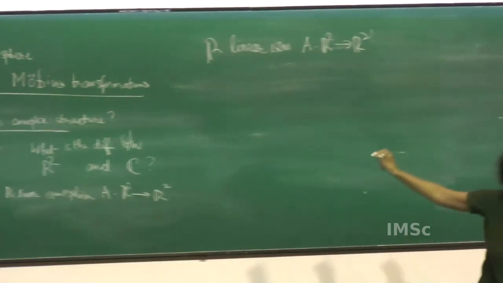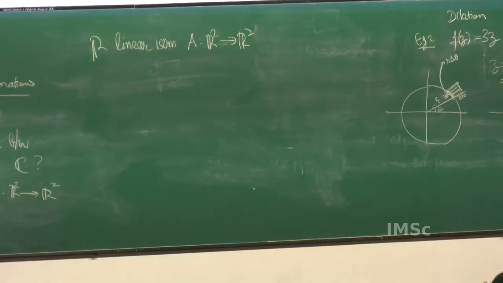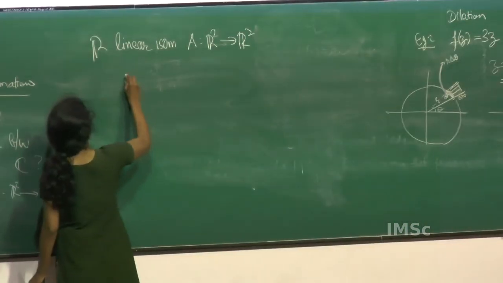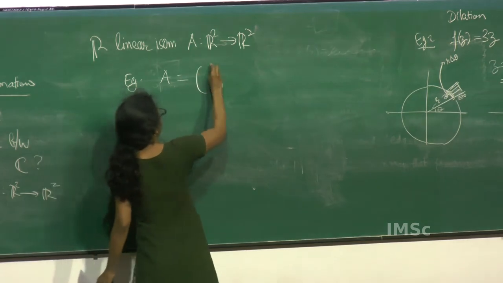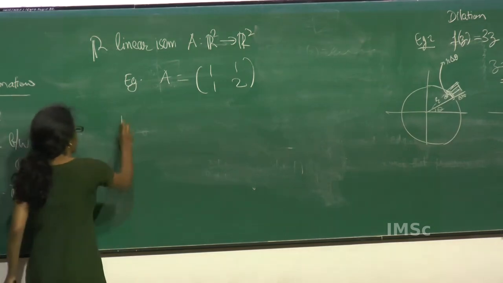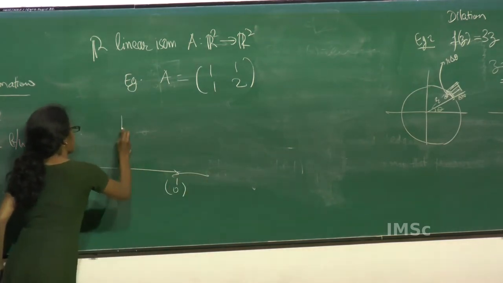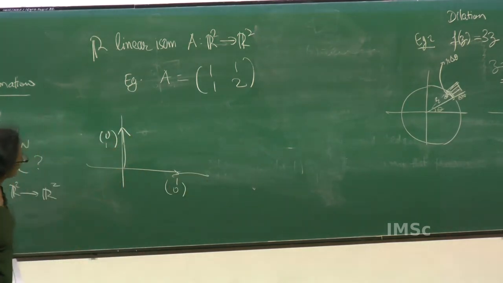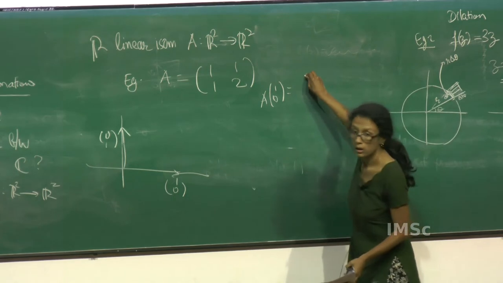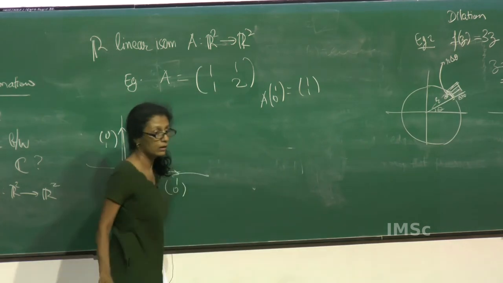How do you think of these guys? Matrices, yes, somebody said that. So you think of this as a matrix. Let's just work with an example. What about something like this? Right, this is a matrix. And let's draw a picture for this. So this is a vector, and this is another vector. So A(1,0) is mapped to what?